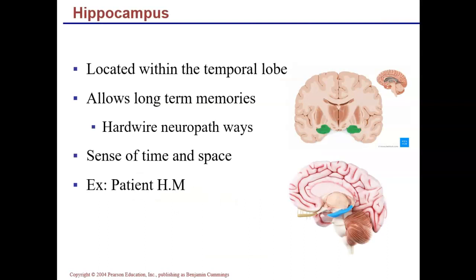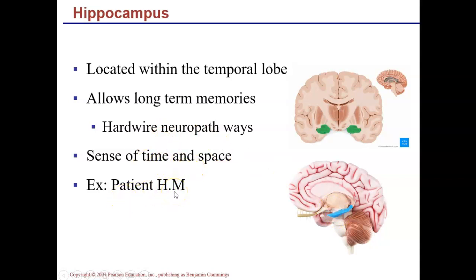Here's the hippocampi. We'll talk about it again. It's part of the limbic system, and it's found right below the temporal lobe right here. So here, the two green structures. And then if we remove one of the hemispheres, we could see it right here. This will be the hippocampi. And this is involved with development of long-term memory. And it also gives you a sense of time and space.